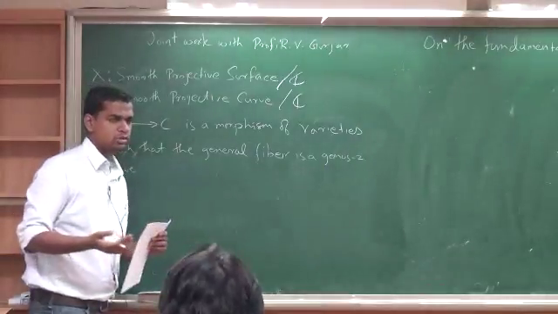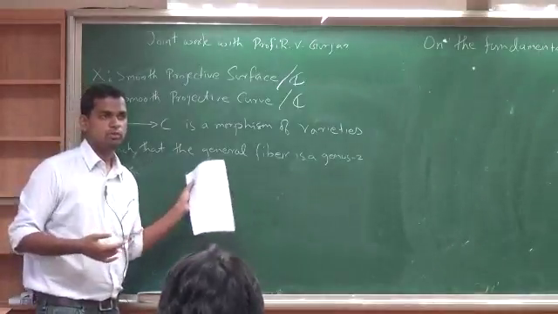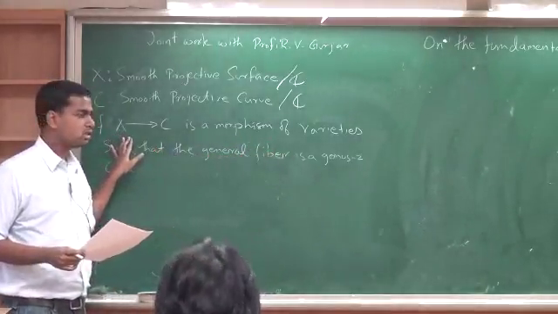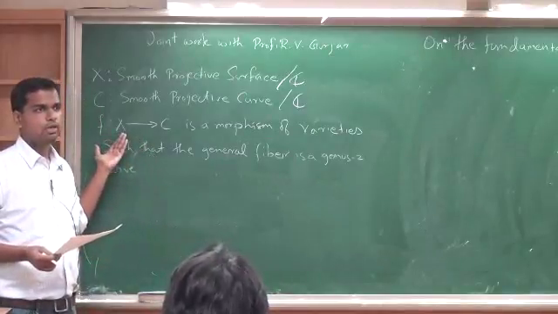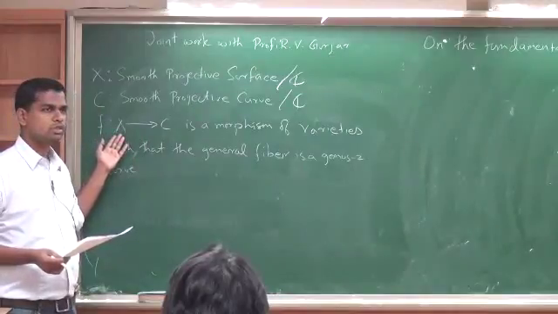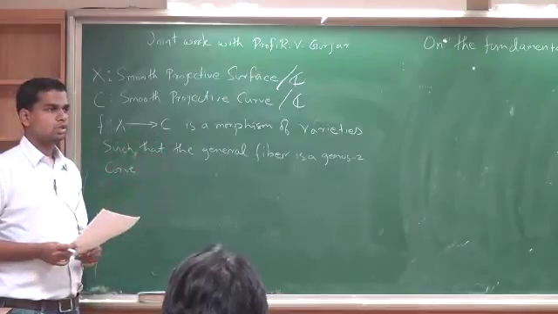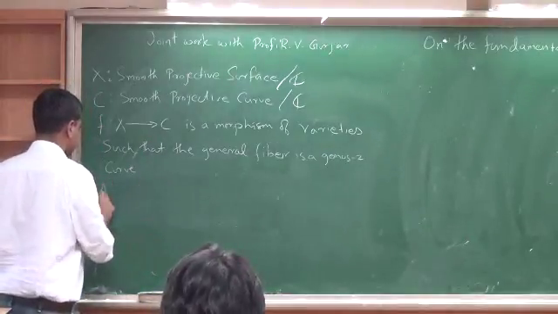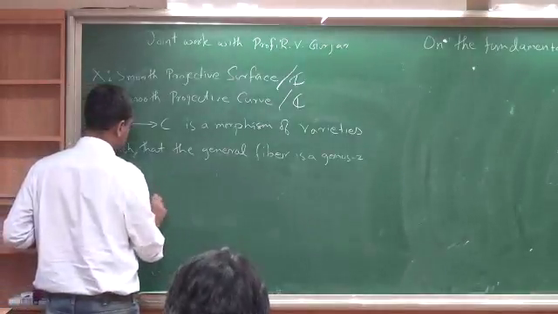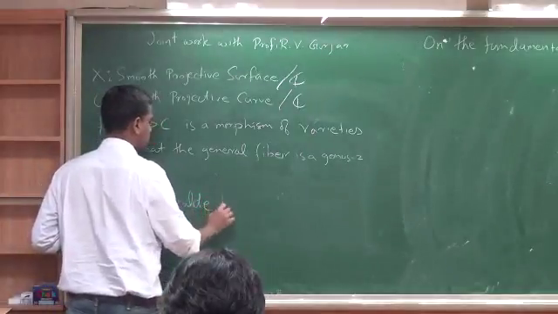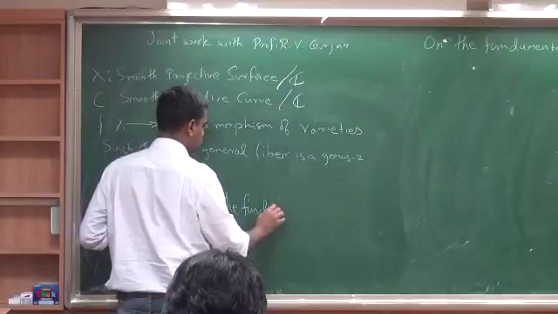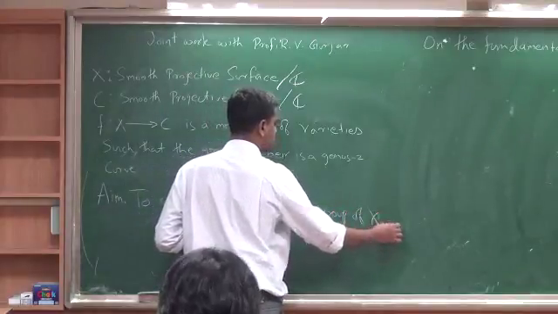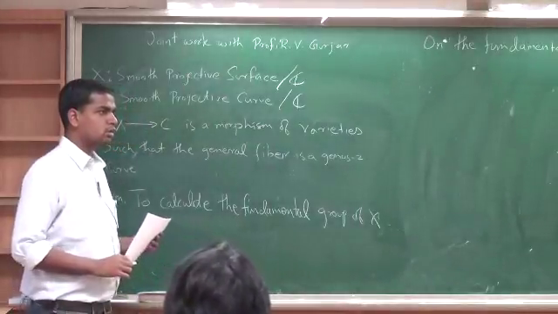So in general the fibers can be singular, but most of them obviously will be smooth, and when they are smooth they are going to be genus-2 curves. So we are going to be working with X such that there is an F and C. So all complex algebraic surfaces which admit such a map to a smooth projective curve C, we are going to consider. And what are we going to ask? So the aim is to calculate the fundamental group of X.